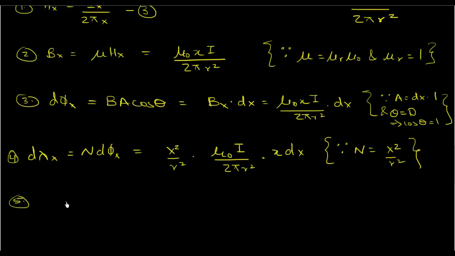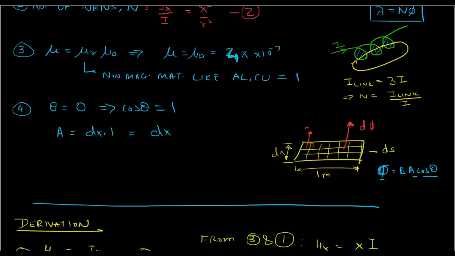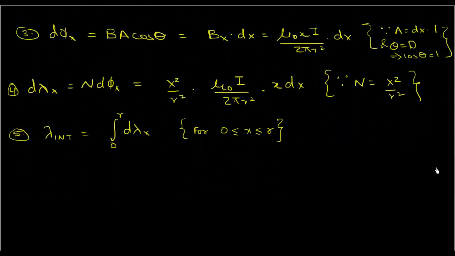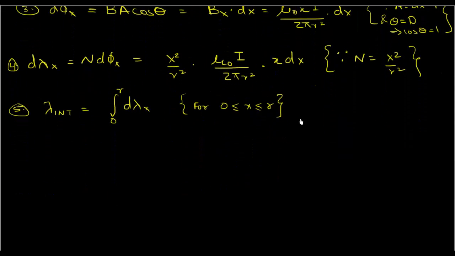Let's go to our step 5. We know that the internal flux linkages can be given by integrating this for x between 0 to r. Sorry about that. Let me come down a little bit, make some more space. So you've seen this. Let's do that integral.